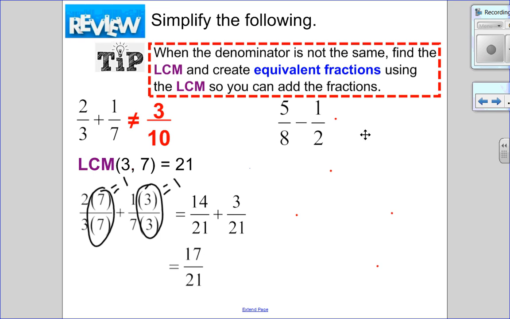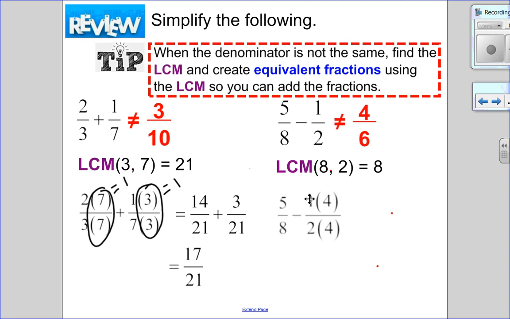Let's try subtracting one. So again, don't make that silly mistake of subtracting the tops and the bottoms. We need a common denominator. So the common denominator between 8 and 2 is just 8 itself. So the first fraction stays the same. The second fraction is multiplied by 4. And again, notice I did it to the numerator and denominator, and 4 divided by 4 is 1, so I haven't changed the value of the question. So this now becomes 5 over 8, take away 1 times 4 is 4 over 8. Keep the denominator the same, subtract the numerators, and you're done.